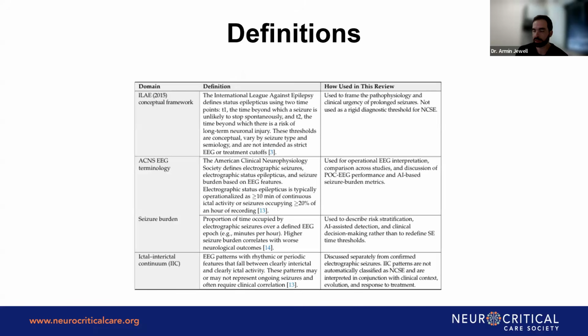And just so that we're all on the same page, the definitions that they used in these studies for non-convulsive status epilepticus are the typical ILAE definitions and ACNS definitions for status epilepticus. I won't go through this table, but just so that we're all on the same page about the definitions that were used.